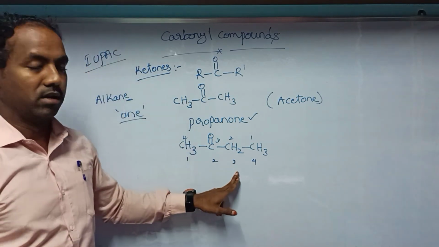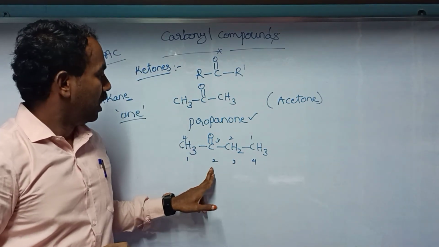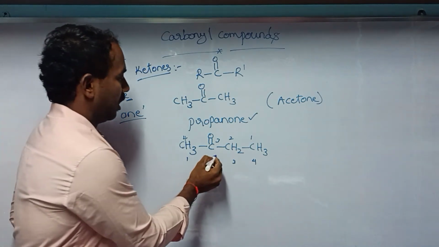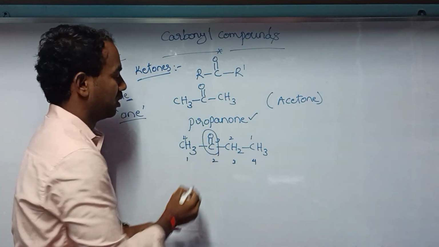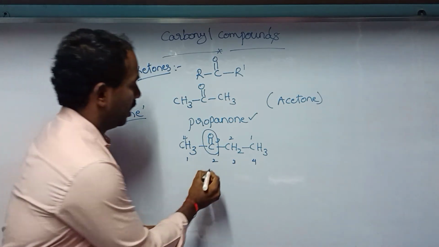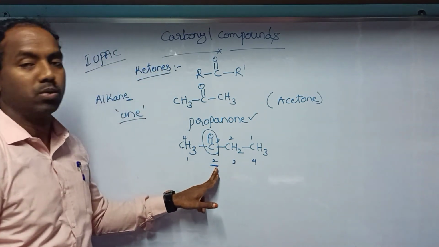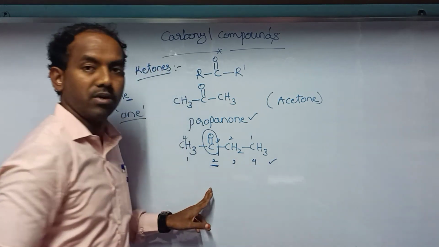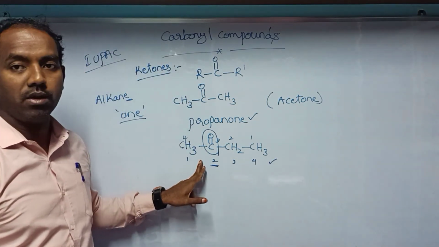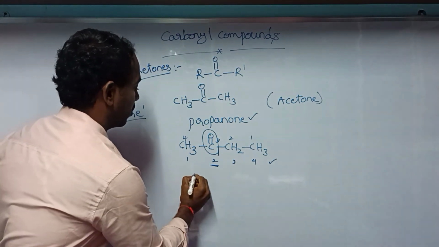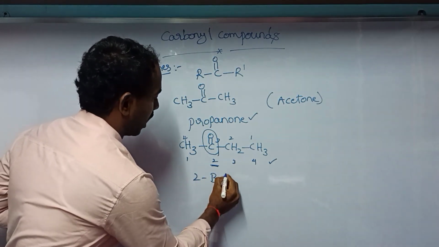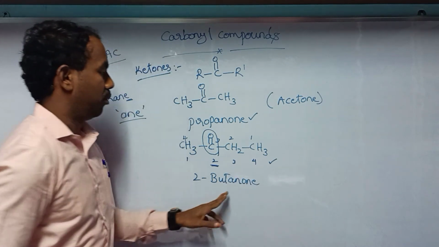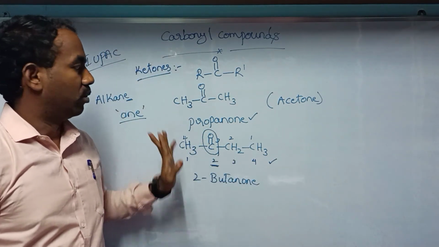So which one is correct? Assign the numbers to the carbon atoms such that the carbonyl functional group gets the least possible number. What is the least possible number here? 2. That means numbering from left to right is the correct one. Then what is the name of this ketone? With 4 carbon atoms, it becomes 2-butanone. 2-butanone is the name of this ketone.